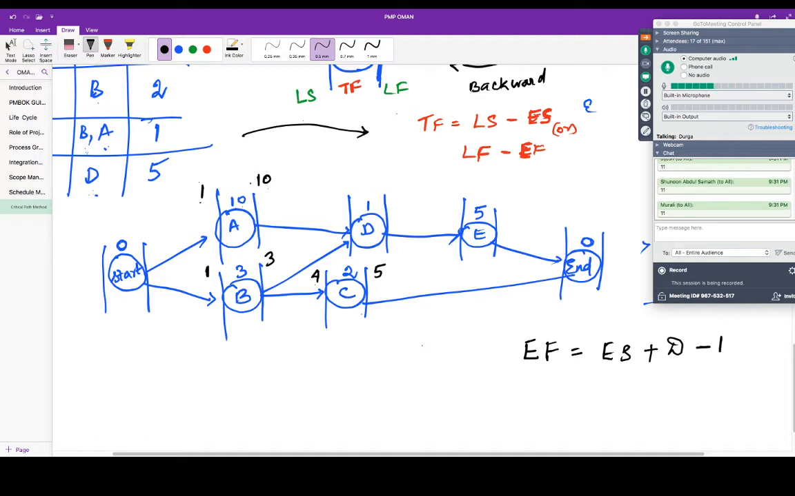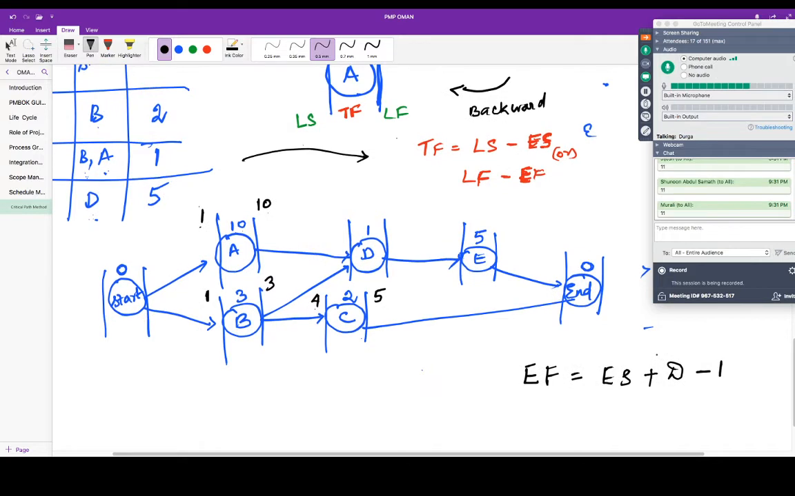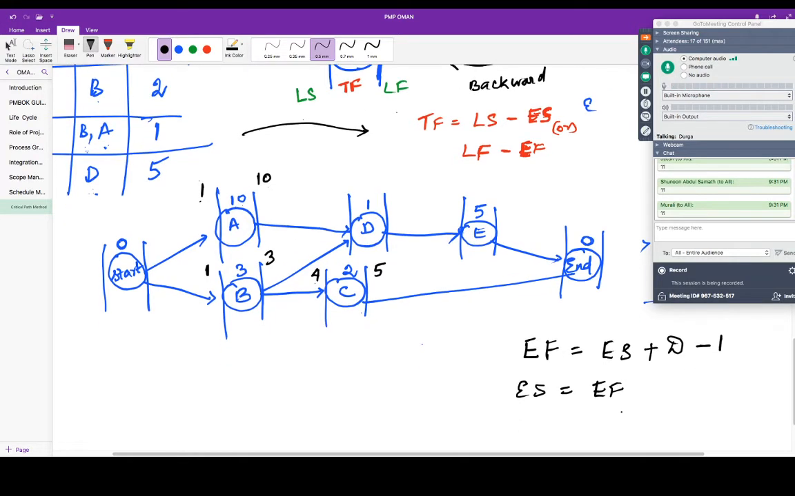But you will take the maximum one because you have to honor both relationships. That's what we saw in the last example, correct? So whenever you have two predecessors, you will take the maximum. So what is early start? Early start is equal to the early finish of the predecessor, which I'm denoting with the letter P, plus 1. Particularly when you have more than one predecessor, you have to take the maximum number, correct?